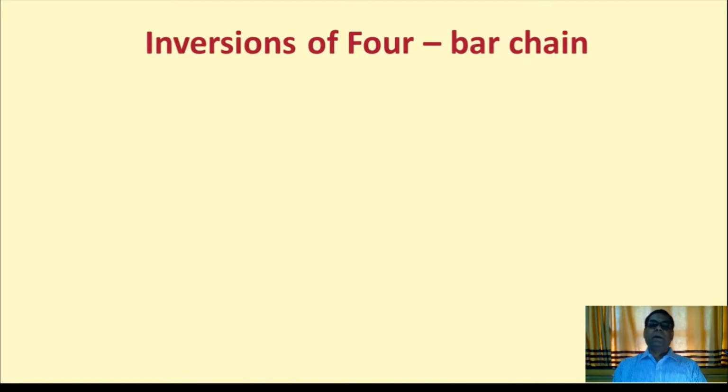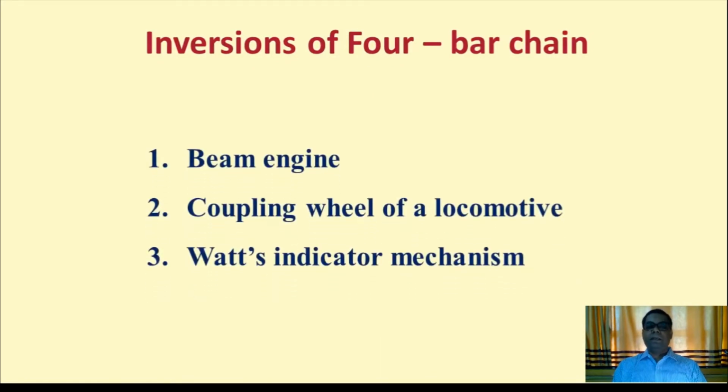Let us discuss the inversion of a 4-bar chain. The inversions are commonly known as beam engine, coupling wheel of a locomotive, and Watt's indicator mechanism. Although these are not the only three inversions, there are many more, but in today's video we are going to discuss these three inversions.